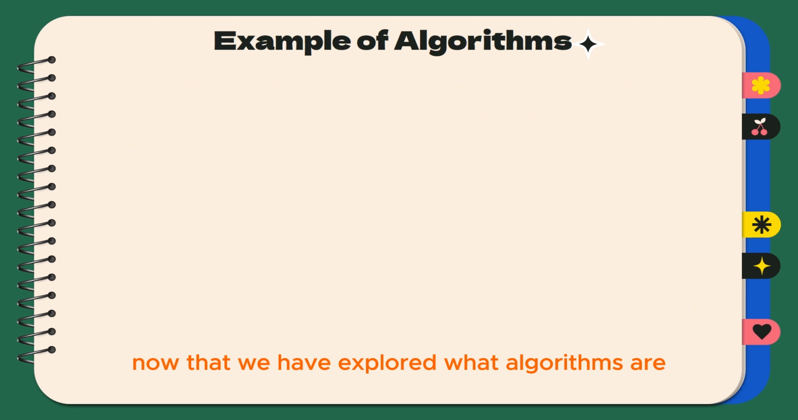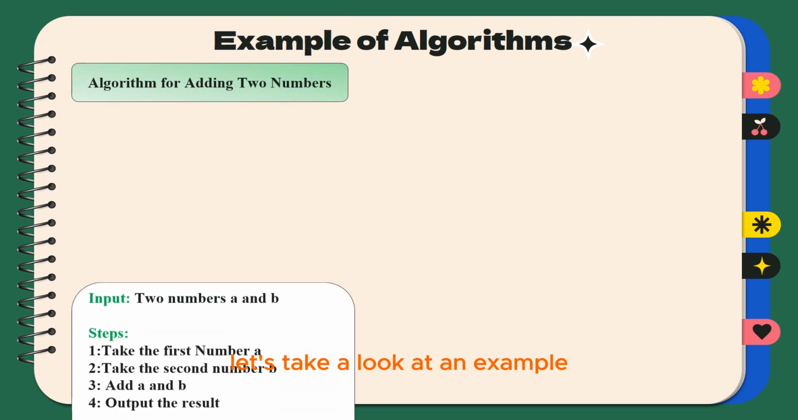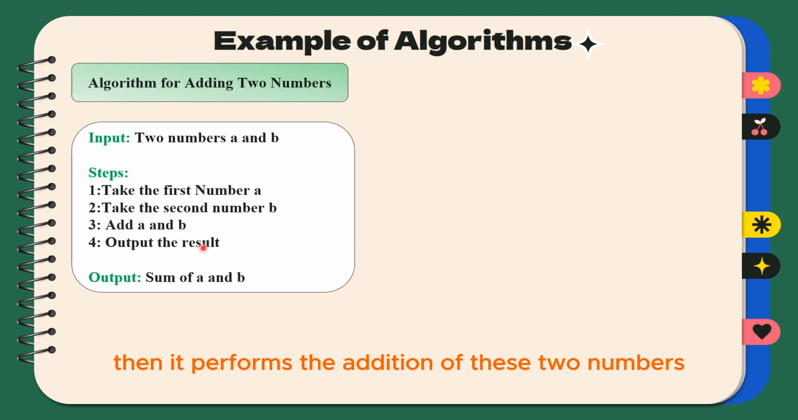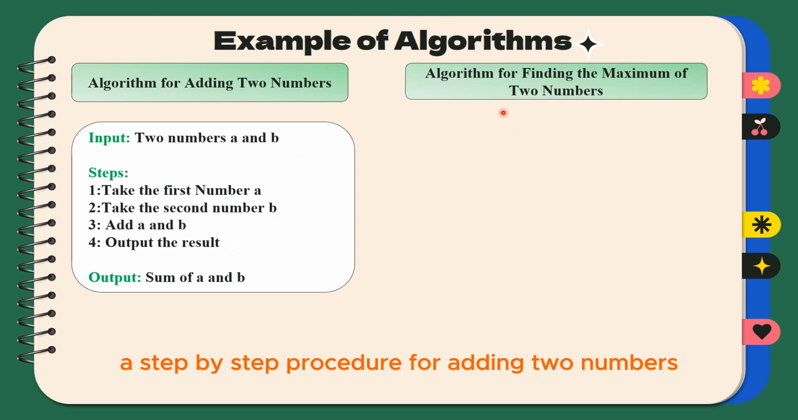Now that we have explored what algorithms are, including their characteristics and how we represent them, it's time to dive into something practical. Let's take a look at an example that puts all this theory into action. First, the algorithm takes two inputs. These are referred to as A and B. Then, it performs the addition of these two numbers, which is calculating their sum. Finally, the algorithm produces the result as output.